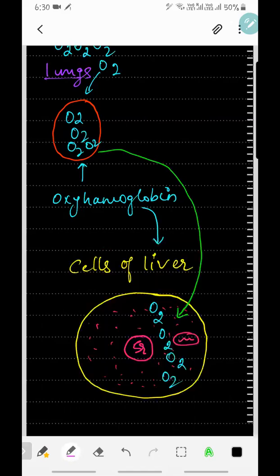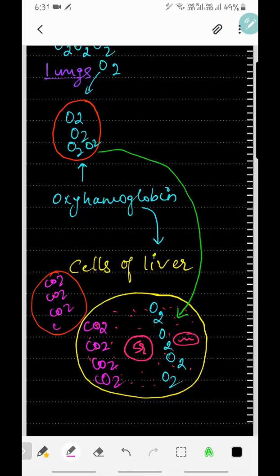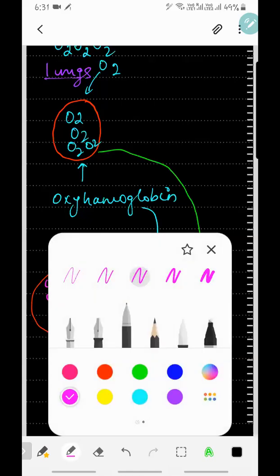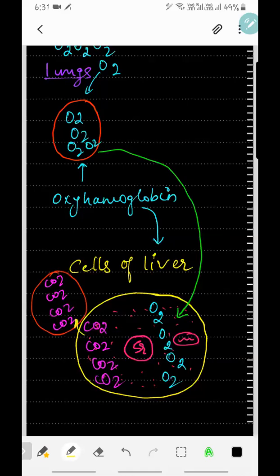Carbon dioxide is generated, and this carbon dioxide will be loaded to this RBC. I hope you have understood now. All this carbon dioxide will be transported back here, and then it will be taken to the lungs, and they will send the carbon dioxide outside. Okay, I hope you understood.